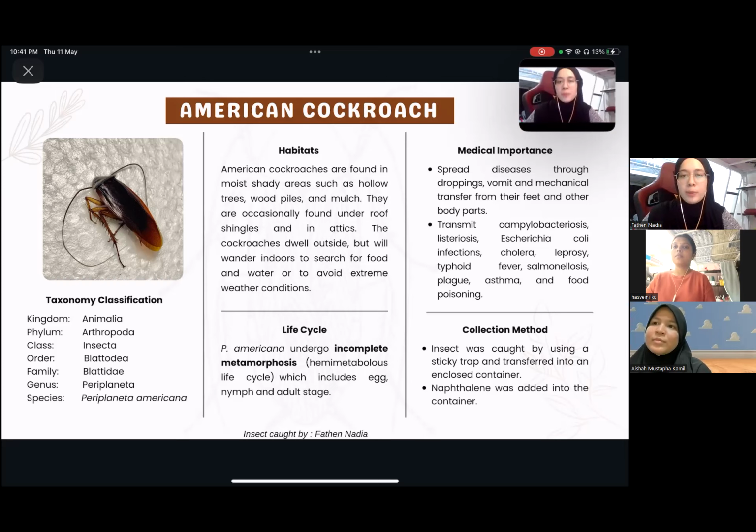As for the medical importance, it spreads diseases through droppings, vomit, and mechanical transfer from their feet and other body parts. Of course, it transmits various diseases such as E. coli infections, cholera, fever, asthma, and food poisoning. As for the collection method, we use a sticky trap and then transfer the cockroach into an enclosed container, and naphthalene was added.